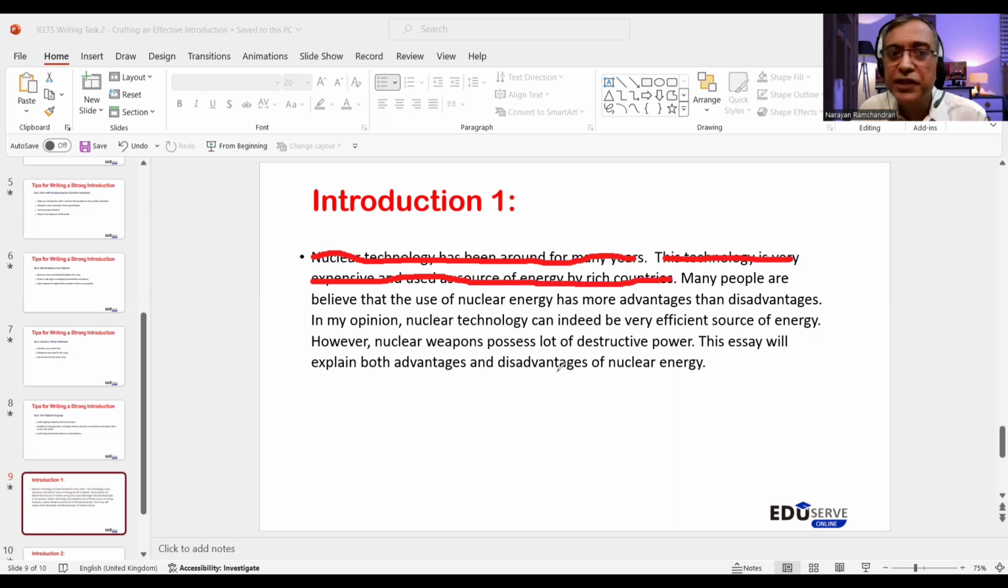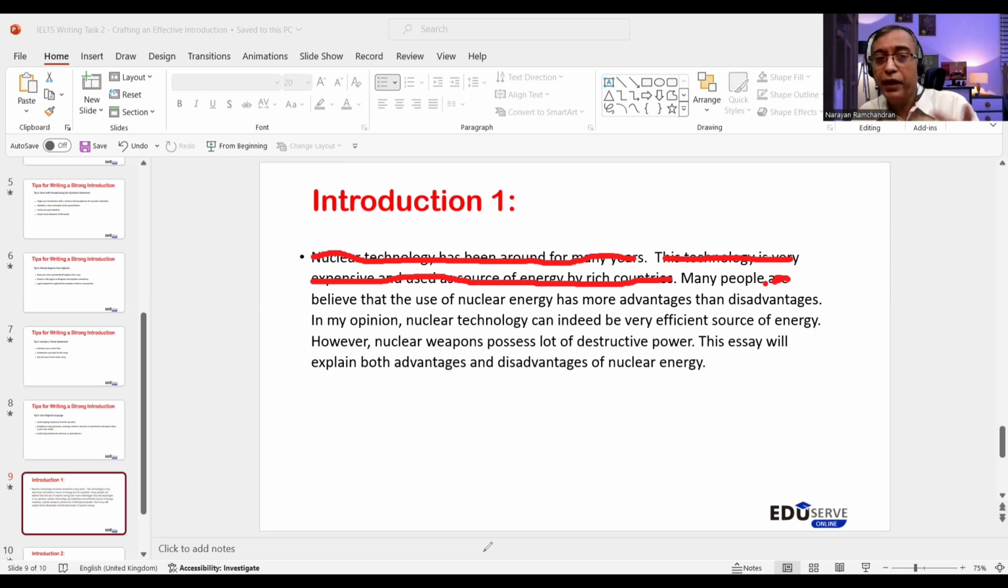Now let's look at the third sentence. Many people believe that the use of nuclear energy has more advantages than disadvantages. Here, the word "are" is being used wrongly. It should be, many people believe that the use of nuclear energy has more advantages than disadvantages. This is the paraphrase statement, and this is quite fine.